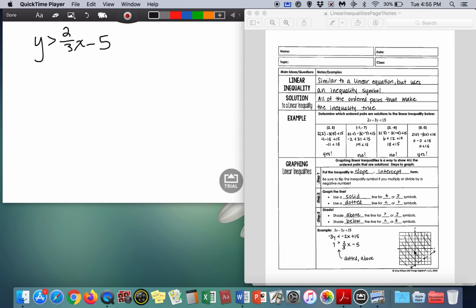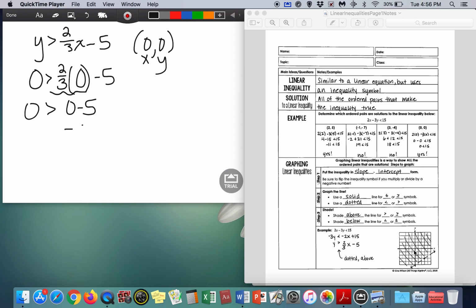I like the origin because the work is quick, so I'm going to put in the point 0, 0. 0 for the x, 0 for the y. So it's going to look like this. And I'm going to multiply, which is going to give me 0 minus 5, which is negative 5. So I just tested the origin, I just tested this point, and I got this: 0 is greater than negative 5. Is 0 greater than negative 5? Well, yes, it is. So because it is, that means I want to shade the side that the origin is on.